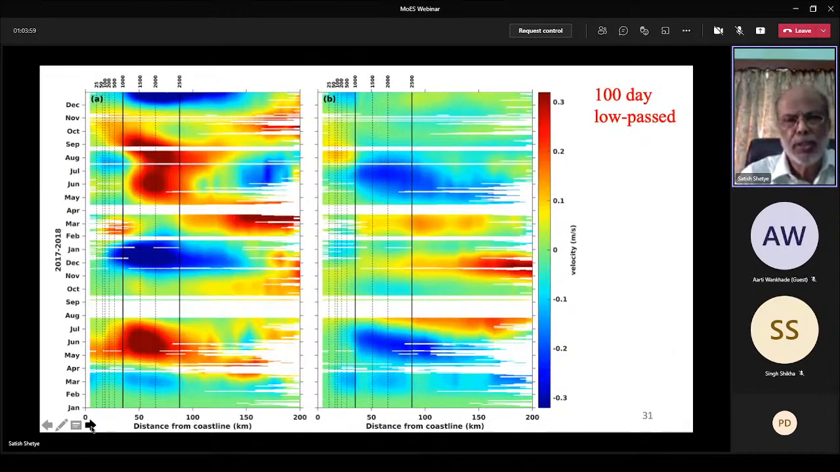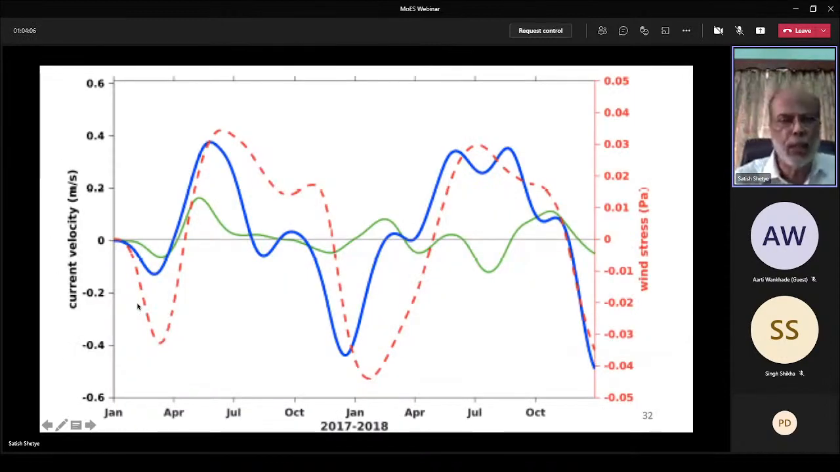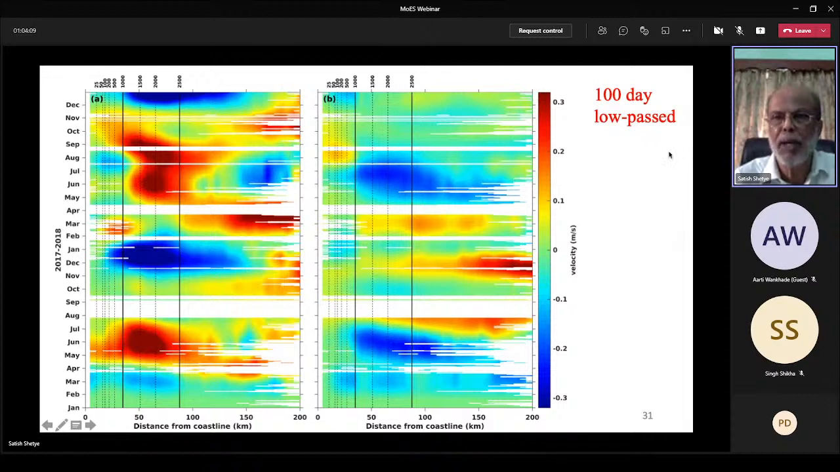What it showed was that you do find occasions when you look at the low frequency data which have been low passed by 100 days, the reds indicate northward current, blues indicate the southward current, and I pointed out to you earlier a current which moves southward all along during November, December, January or so. It's very clearly present during these 2 years of data. There are occasions when the EICC, that is the East India Coastal Current, has an impact on the shelf.